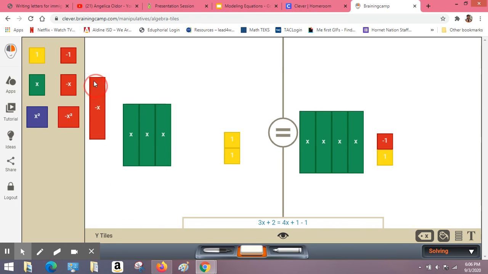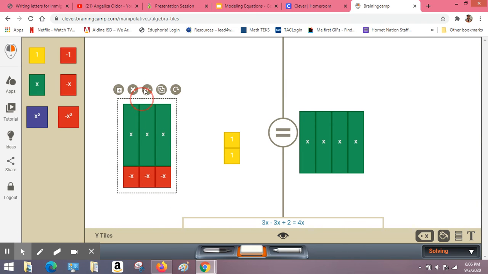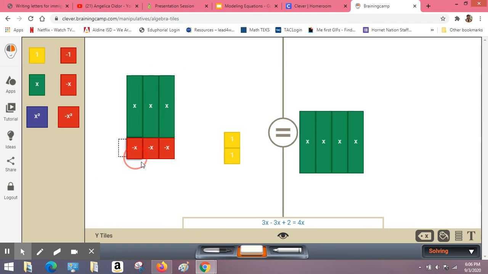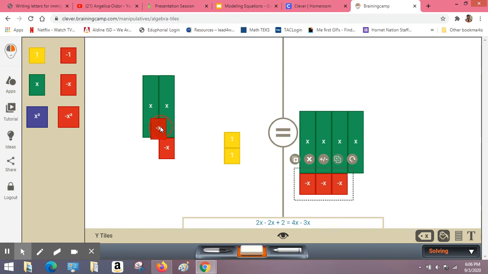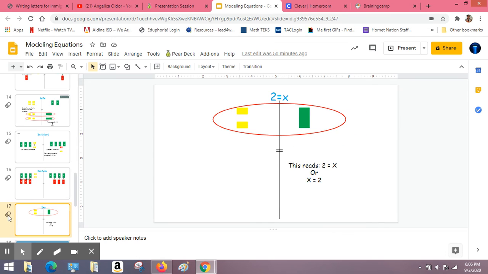So no, we're going to actually do this at the end. So create our zero pairs. And now we can subtract our 3, subtract the 3. I'm just going to move this. Okay, so what I do to one side, I do to the other. Okay, so now I'm creating my zero pairs. And now I have 1x equals 2. That is it for that.